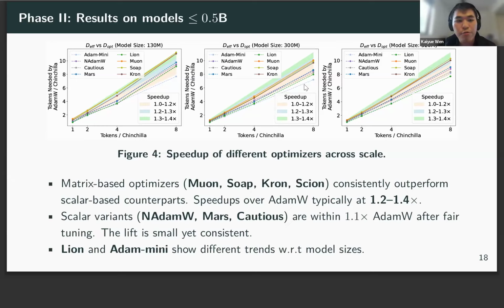But the story is very different for Adam Mini. It's worse than Adam on the smallest two models, but once the model size increases to large enough, it can overtake Adam and essentially has very similar performance for larger models.